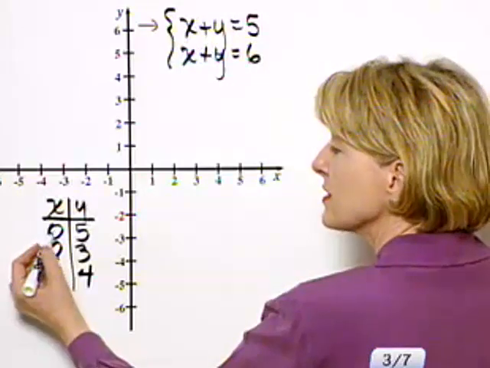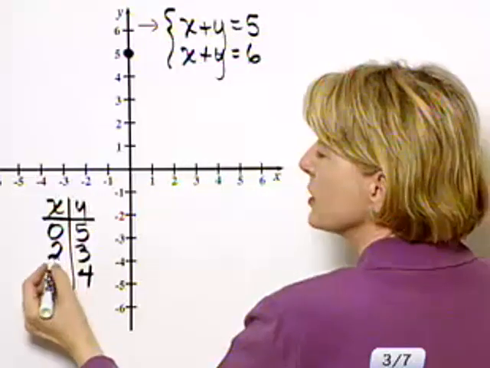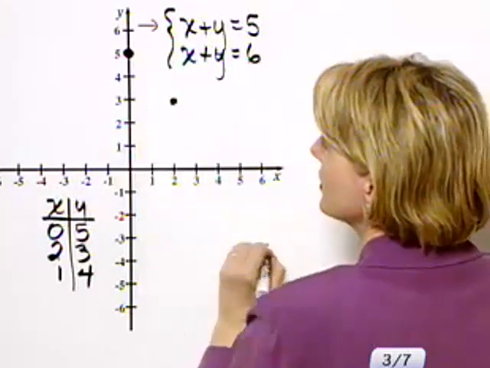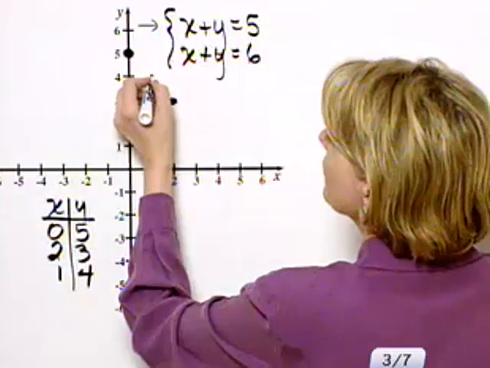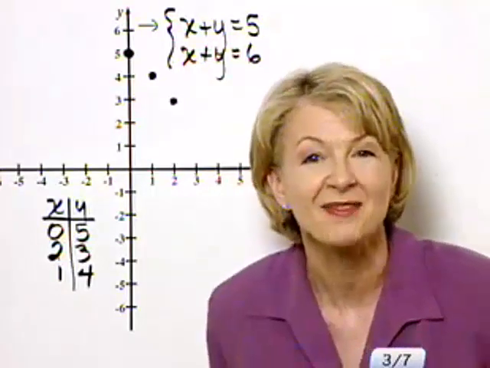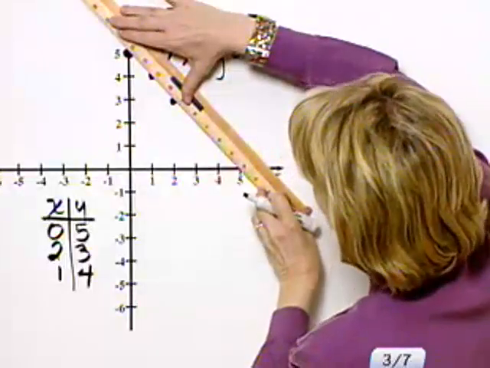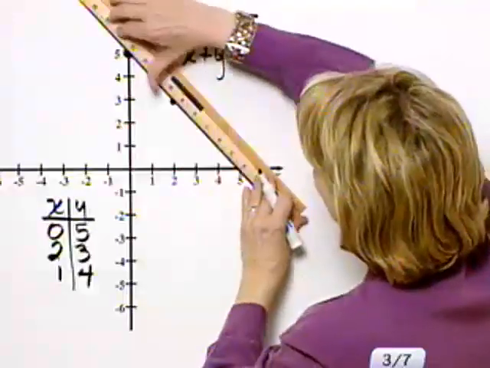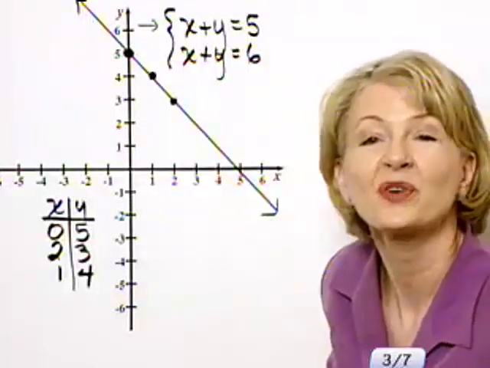Let's graph them. 0, 5, that's 0 left or right, 5 up. 2, 3, that's 2 to the right, 3 up. And then 1, 4, that's 1 to the right, 1, 2, 3, 4 up. And there's our 3 points. They all lie on the same straight line. And now I'll draw the straight line through these 3 ordered pair solutions. So this is the graph of our first line. Now let's graph our second line.